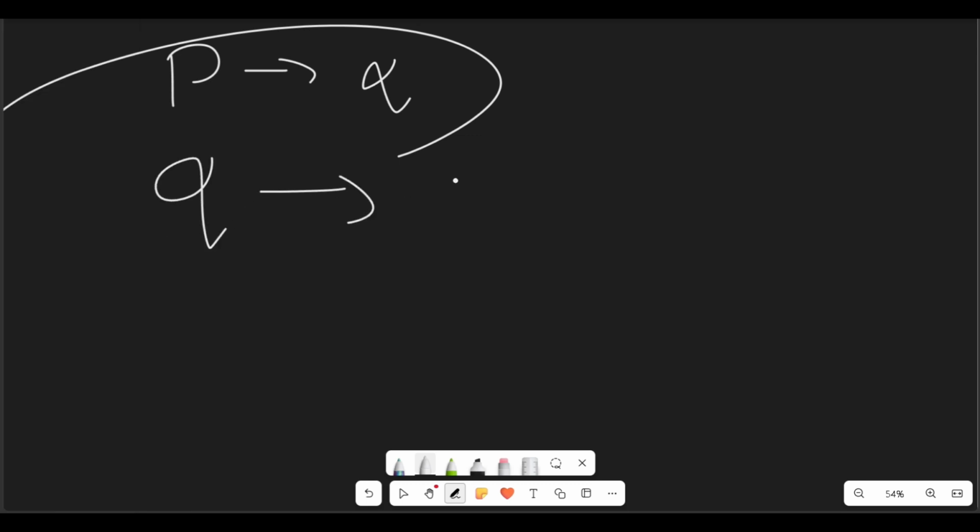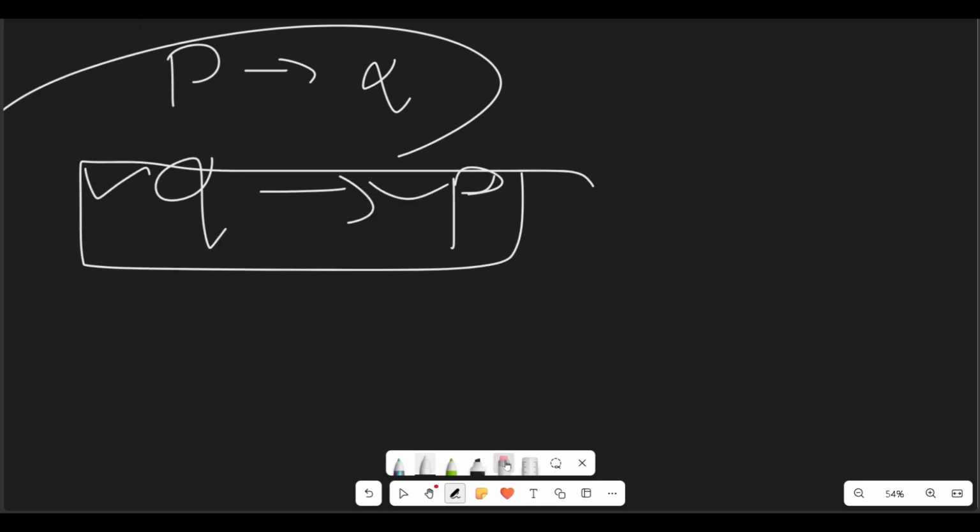So what is this contrapositive and its truth table? The contrapositive: let's take P to Q. I don't like this P to Q, so I'll just flip them both and negate them. This is the contrapositive. Let's see the truth table: negation Q, negation P, negation Q to negation P.